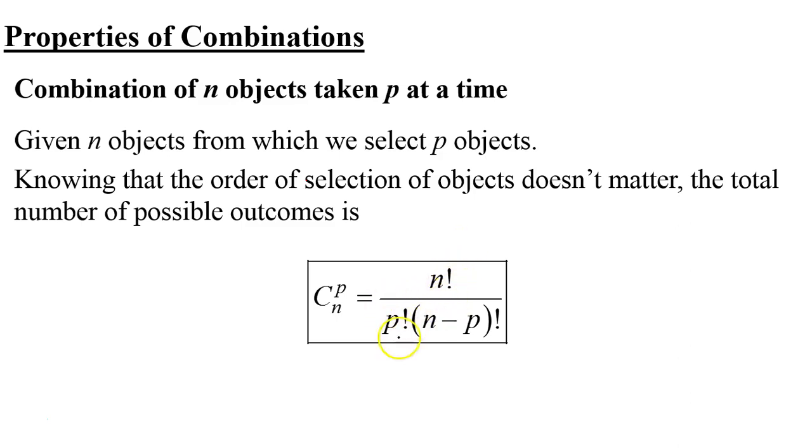So the combination of p out of n is in fact defined by this formula, which is n factorial over p factorial into n minus p factorial. Where n factorial is the factorial of the total number of objects we have, p factorial is the factorial of the number of selections we're doing, and n minus p factorial is the difference between the total number of objects and the number of selections.